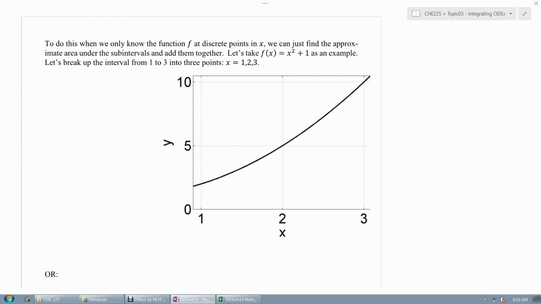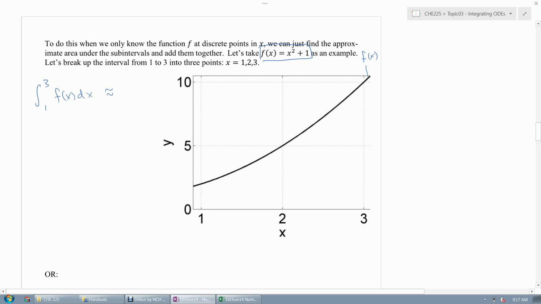So for example, take this particular illustration of an f of x. It is x squared plus 1. F of x equals x squared plus 1. And as an example, we want to integrate this function between x equals 1 and 3. So this integral from 1 to 3 of f of x dx is approximately equal to, now what we're going to do is break up this integral into multiple areas under the curve.